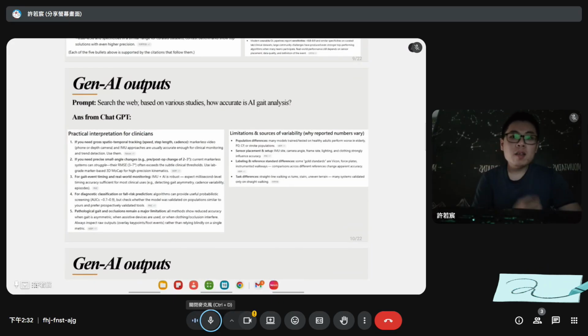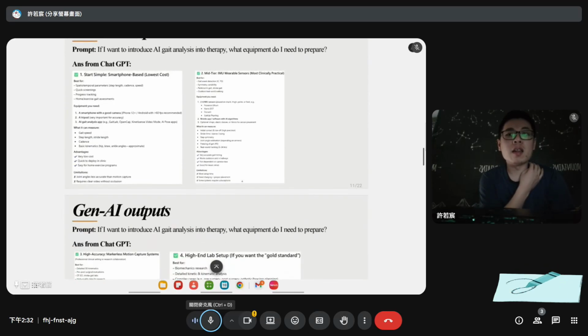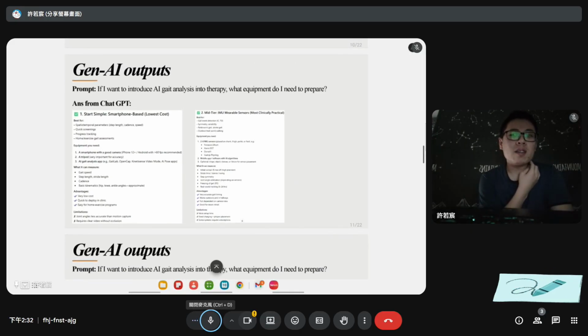And finally, since our goal is to understand whether AI-based gait analysis can truly be applied in clinical practice, I would like to know specifically what kind of equipment I would usually need. So the final prompt I used is, I asked ChatGPT, if I want to introduce AI gait analysis into therapy, what kind of equipment do I need to prepare?